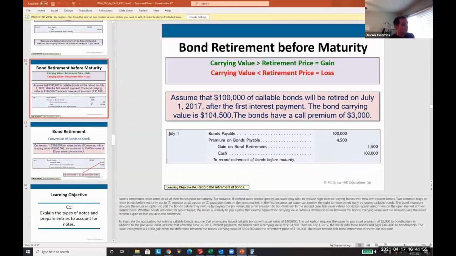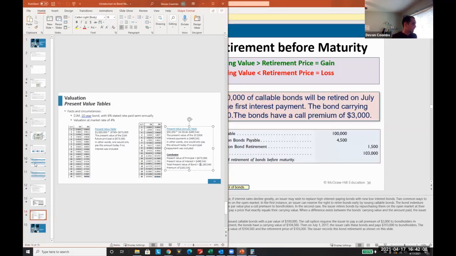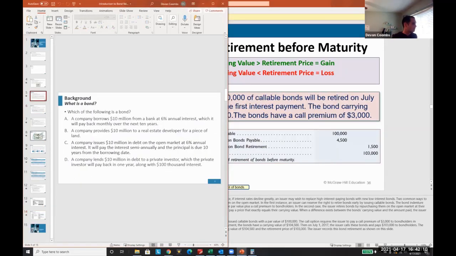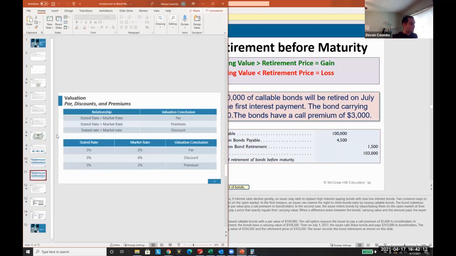What I'm going to be asking you for is this. I'm going to let you know whether there is a premium or a discount. I'll let you know what that amount is on the test. And I'll ask you generic questions, more like this slide. Are we selling at a par, discount, or premium? I want you to understand that.